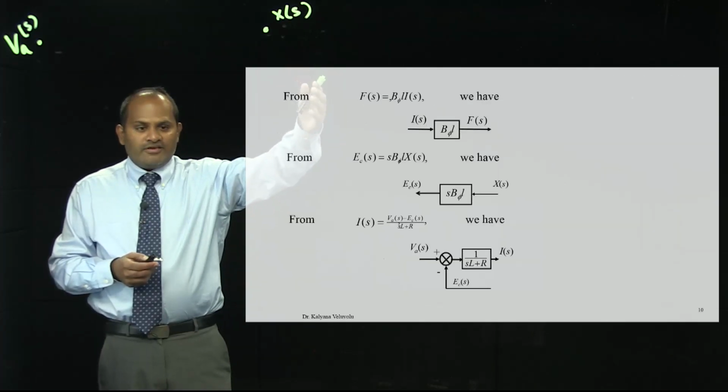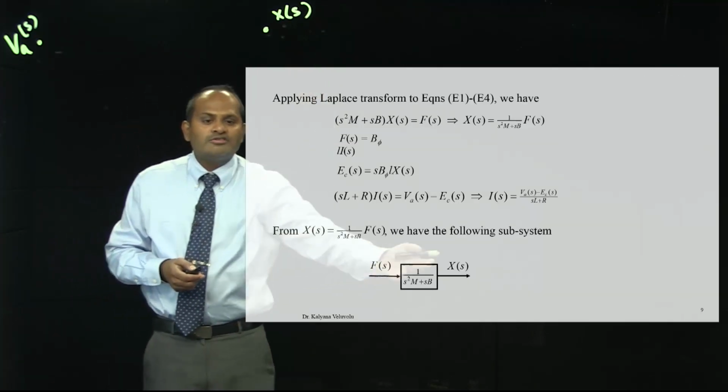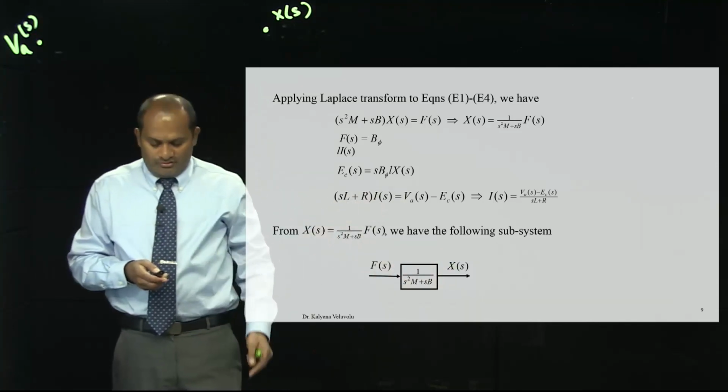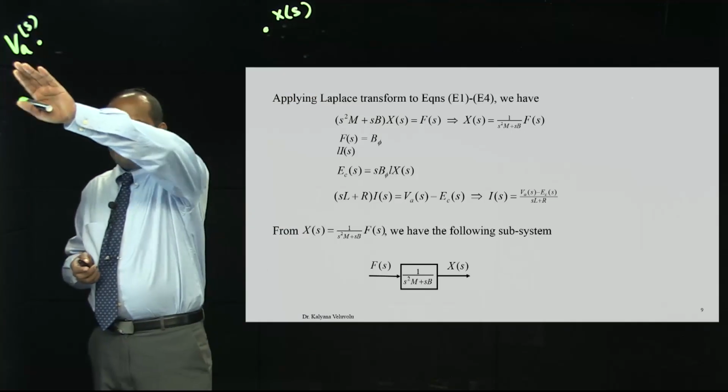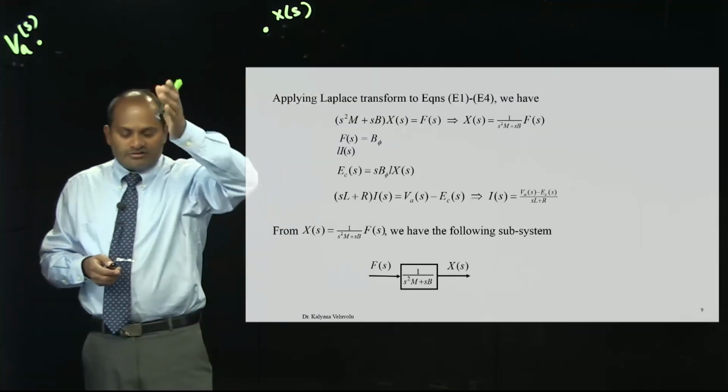What produces x of s? If you go through, the force produces x of s. Draw this equation. What we are trying to do is start at the output, place the input, place the output, and start backwards.